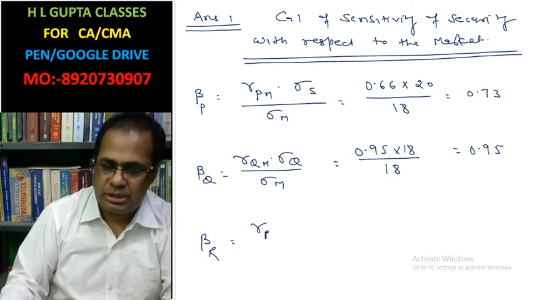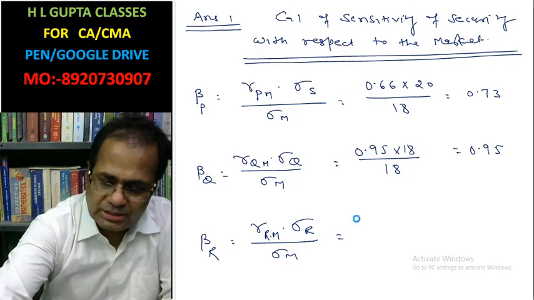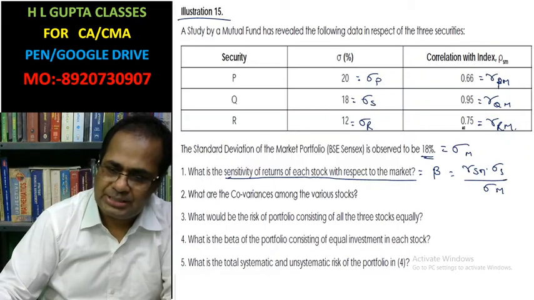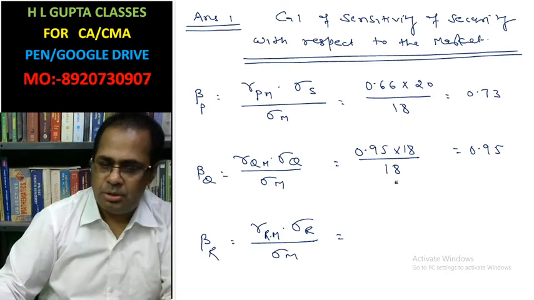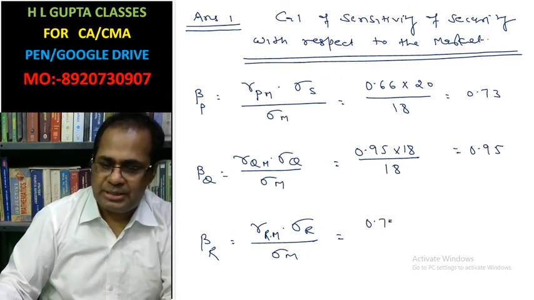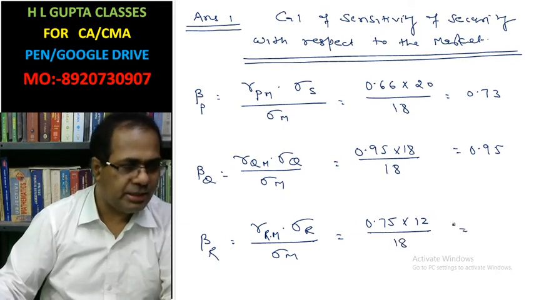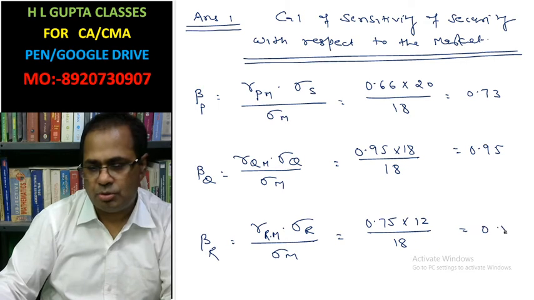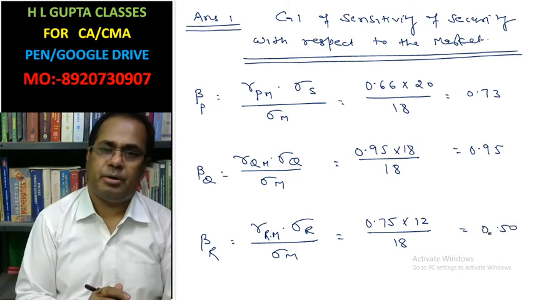Now beta of R you have to calculate. Coefficient of correlation of R and market, times the standard deviation of R, divided by the standard deviation of market. This is given as 0.75, times 12 divided by 18. Answer is 0.50. This is the answer of the first part we have calculated.